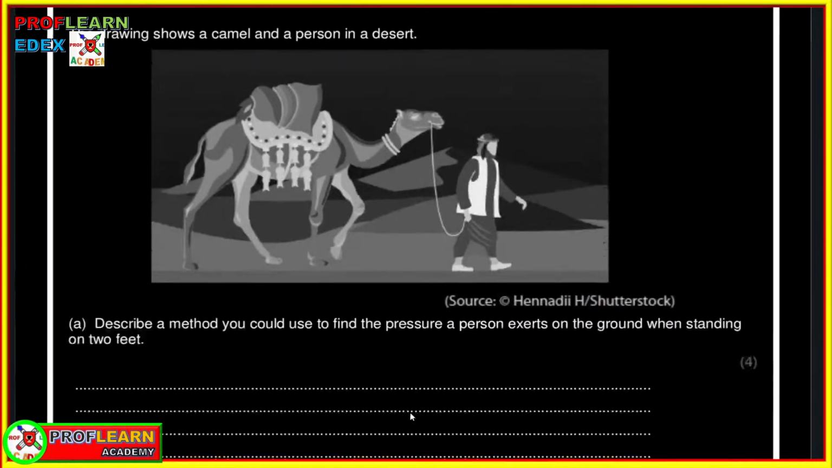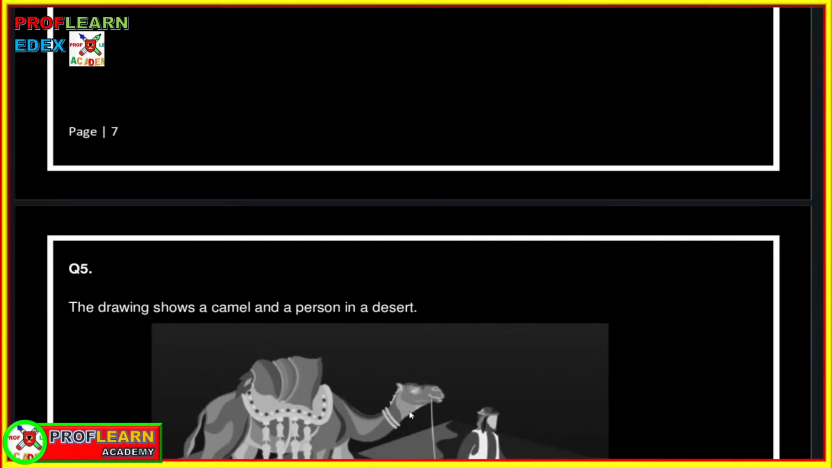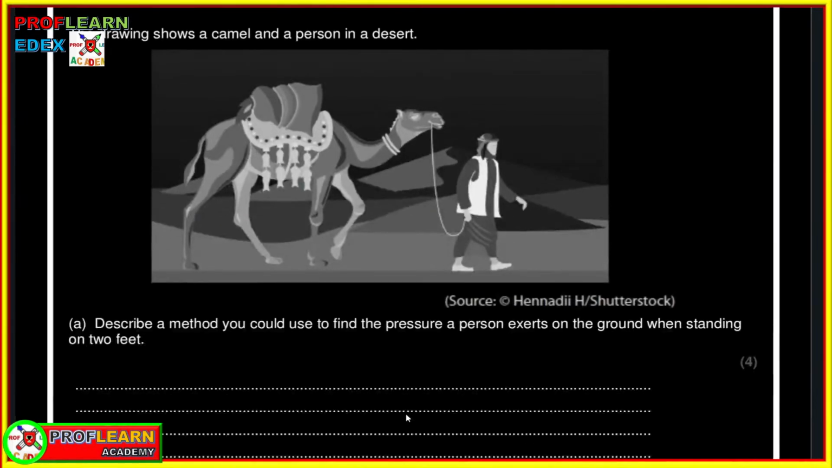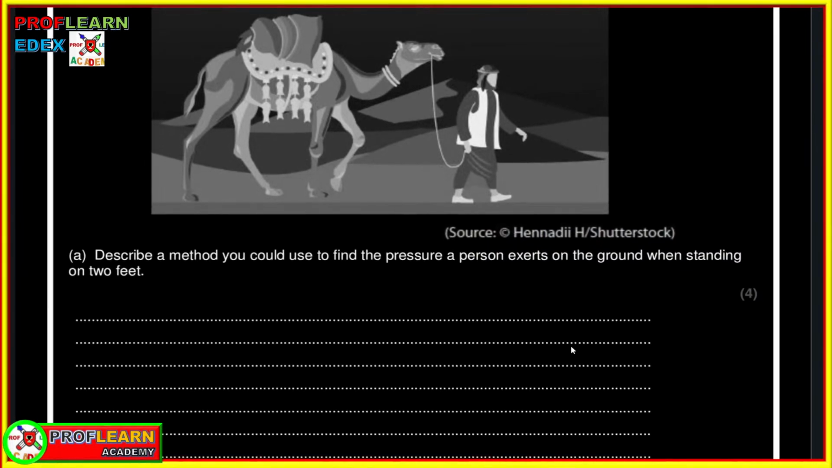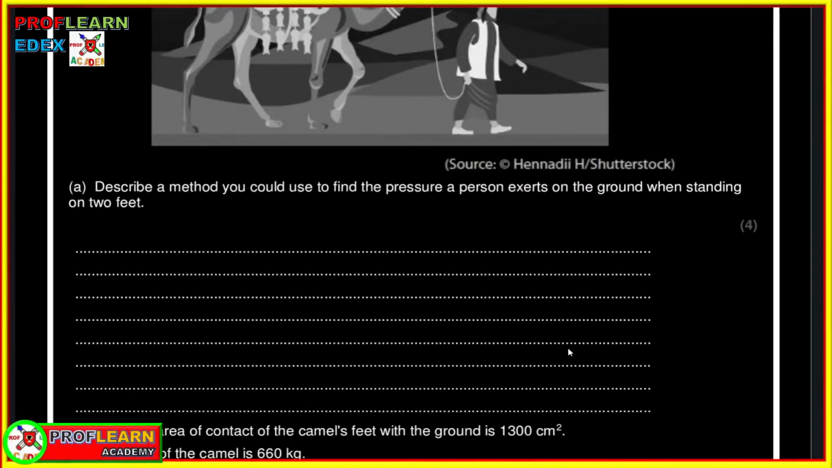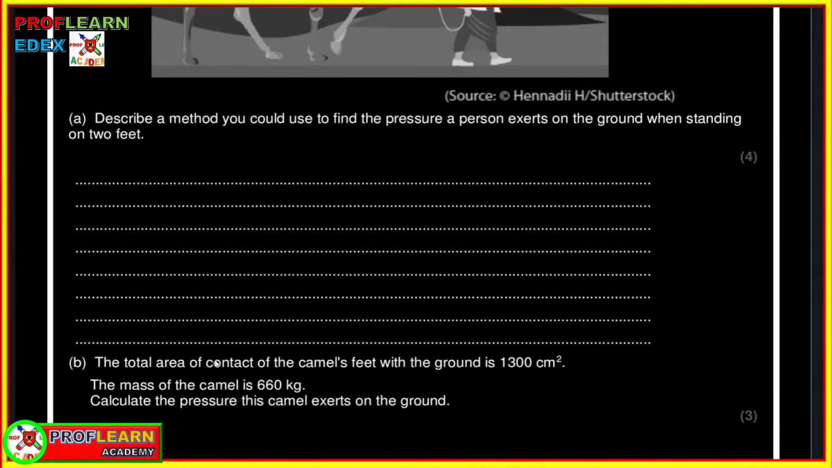All right, so we have another gentleman here who's walking in the desert. The diagram shows the camel and the person in the desert. Describe a method you will use to find the pressure a person exerts on the ground when standing on 2 feet. So remember, you'll be given questions like this whereby you are expected to describe an experiment. So how can we find the area of the feet?